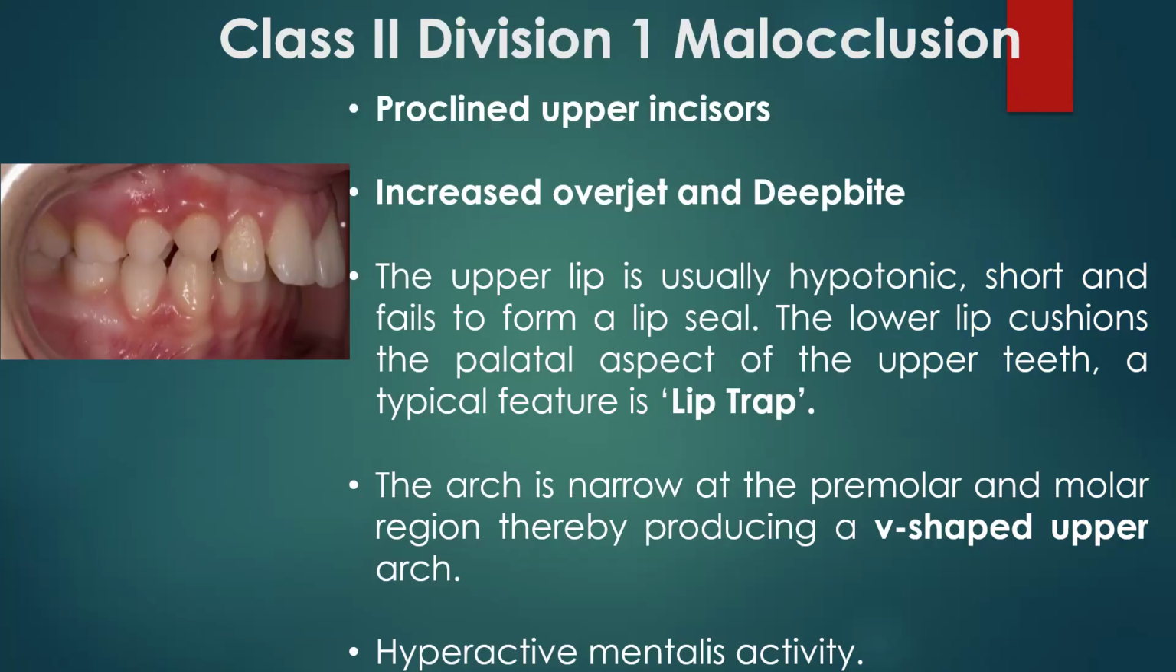There will also be increased chances of soft tissue findings like hyperactive mentalis because of the lip incompetency. Hyperactive mentalis activity is a clinical sign that can be checked when the patient is trying to close the lips together. The typical feature of this is the hyperactive mentalis.